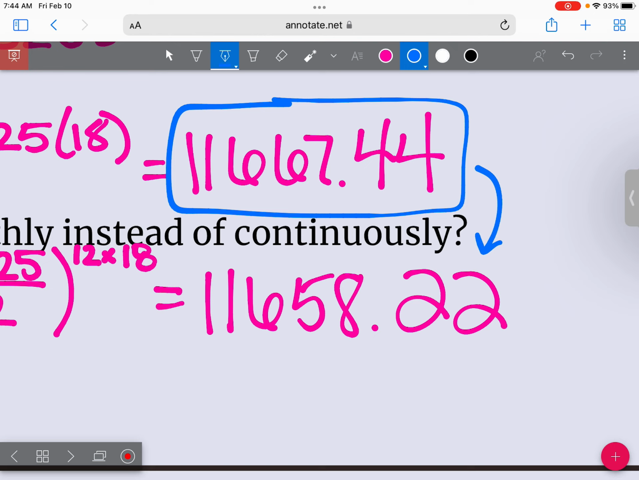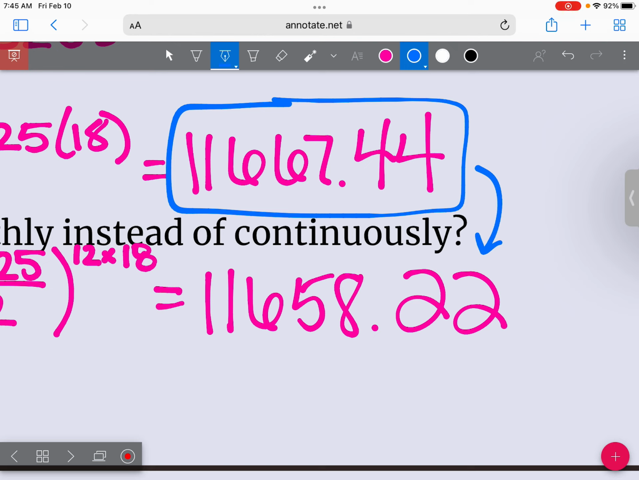Yeah. Only by like $12 though. So after 18 years, if the difference is $12, really not that big of a deal, right? But of course, $12 in interest, that takes a long time to build up. So honestly, he would rather it to be compounded continuously. Make sense?